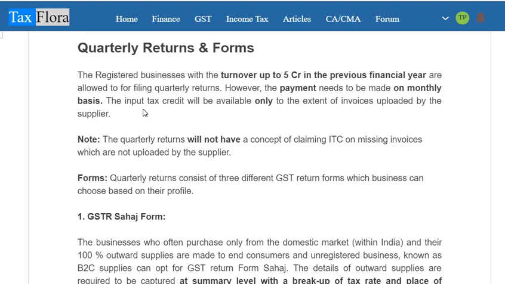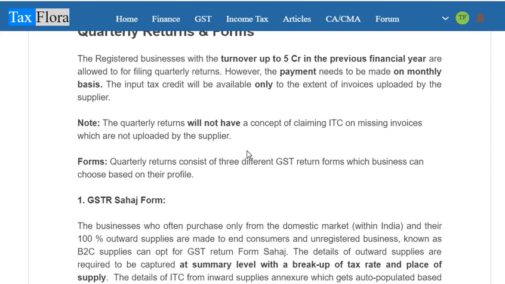You cannot add any missing invoices to claim those missing input credit. Okay, understand? That means note, the GST quarterly returns will not have the concept of claiming ITC on missing invoices which are not uploaded by the supplier. Hope you try to understand.